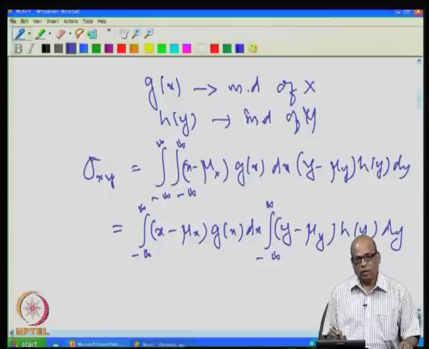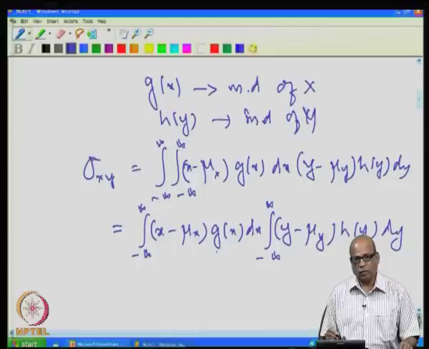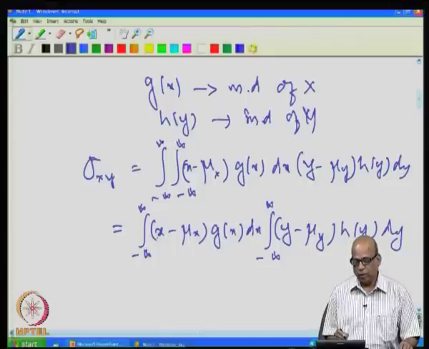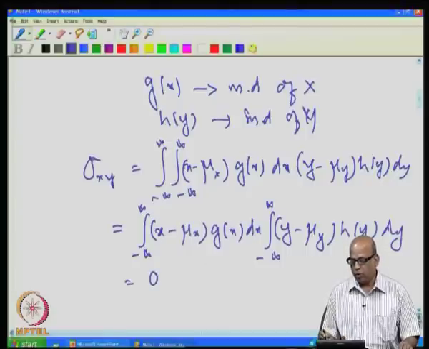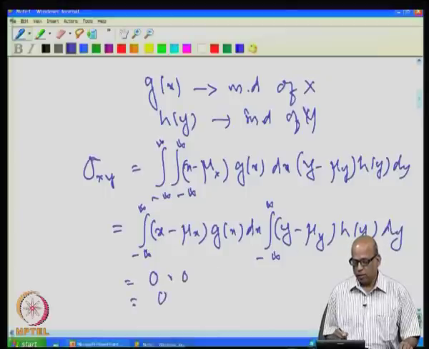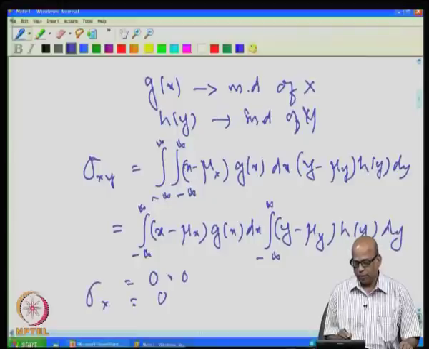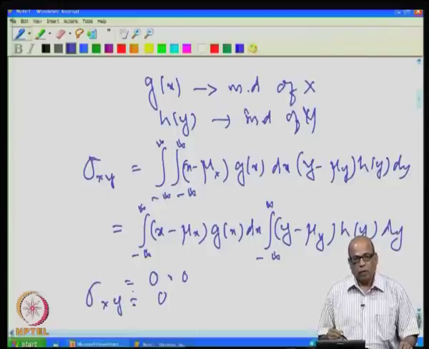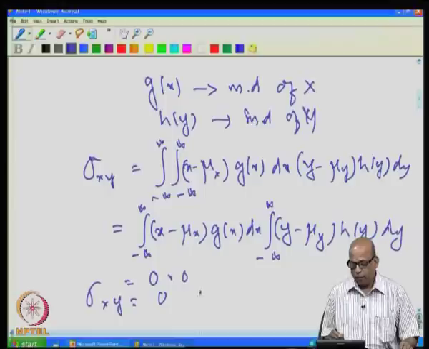What is that? Integral from minus infinity to plus infinity of g of x dx will be equal to 1, because g of x is the probability density function, and therefore, this would be mu x minus mu x itself, that will be equal to 0. Similarly, this will be mu y minus mu y itself, that will be 0. So, sigma x y will be equal to 0 if x and y are independent.